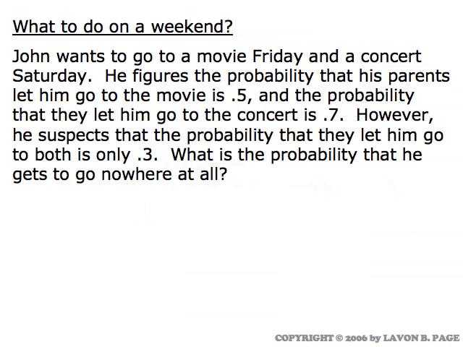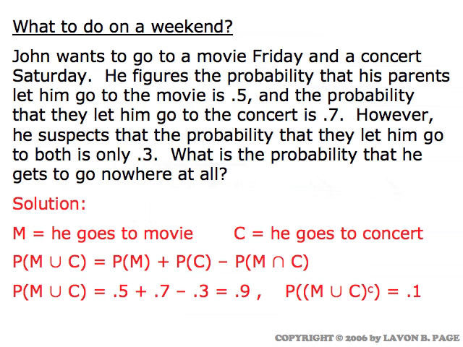Let's see if we can put this into a mathematical context to work with it quantitatively. First, we need to make up names for the two events we're talking about. Let M be the event that he gets to go to the movie, and C be the event that he goes to the concert.